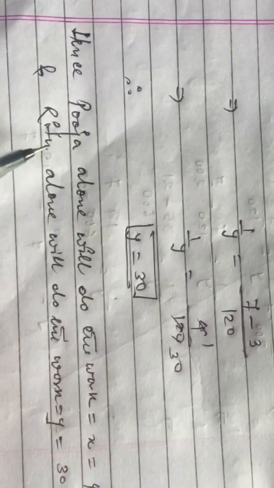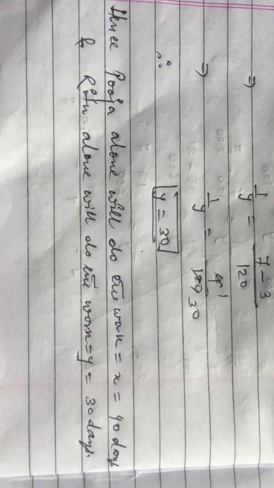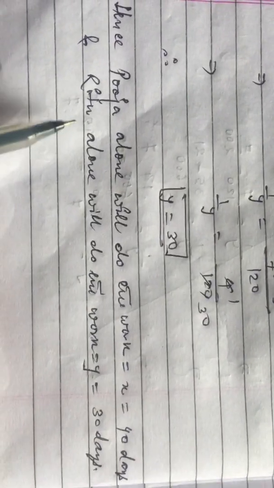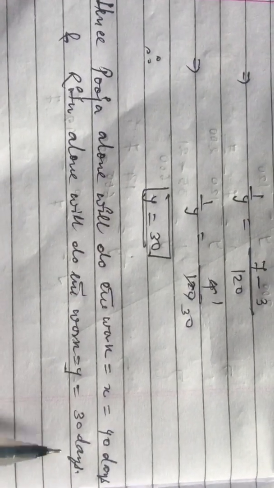30 ones are 30. Hence, if Pooja alone will do this work, it will take 40 days, and Ritu alone will do the same work, it will take 30 days. This will be the answer.